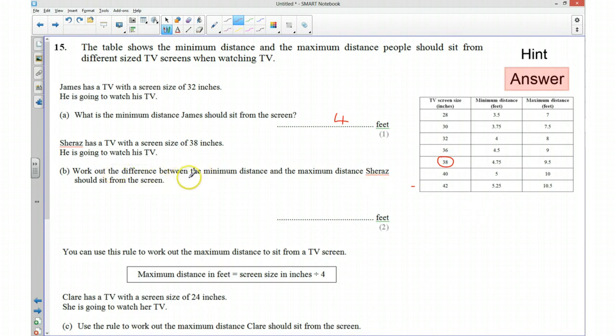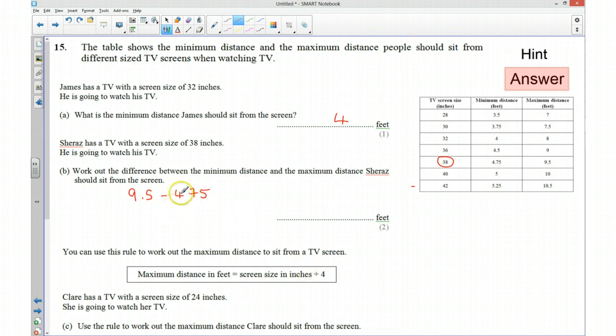Okay, Shiraz has got a screen size of 38 inches, so this is Shiraz's here, 38 inches. And we need to work out the difference between the minimum distance and the maximum distance that Shiraz should sit from his screen. So the minimum distance is 4.75 and the maximum distance is 9.5. So we need to do 9.5 take away 4.75.